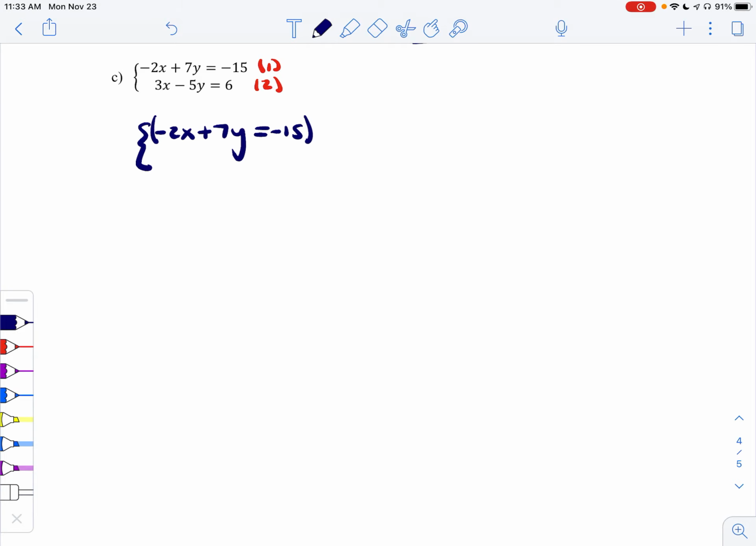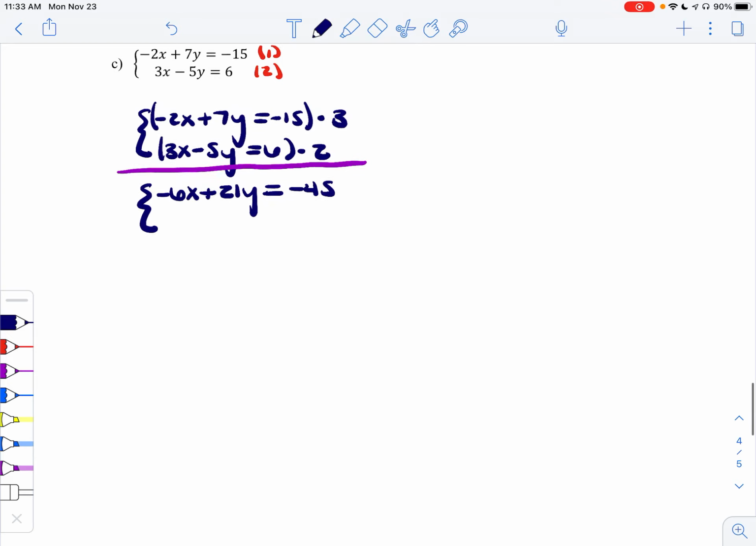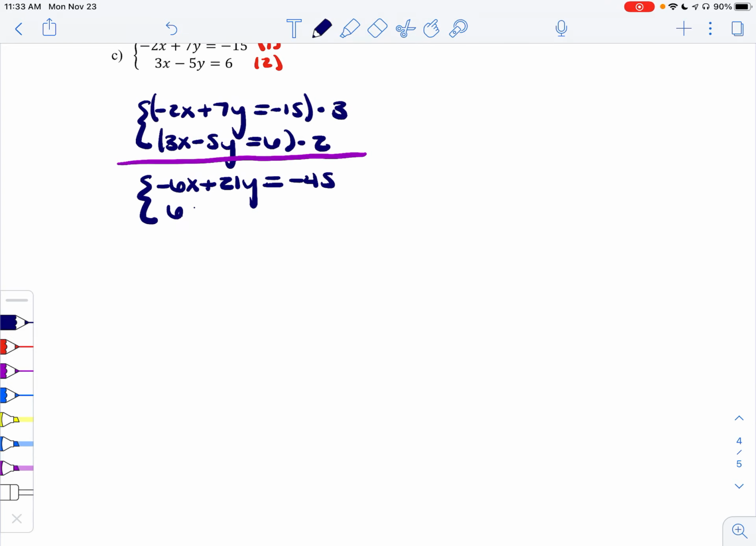Again, I said I'm going to multiply the top equation by 3, and I'm going to multiply the bottom equation by 2. Okay. All right, now if we do that, let's go ahead and just rewrite this. We would get a negative 6x plus 21y is equal to negative 45. And then multiplying the bottom equation through by 2, we get 6x minus 10y is equal to 12.